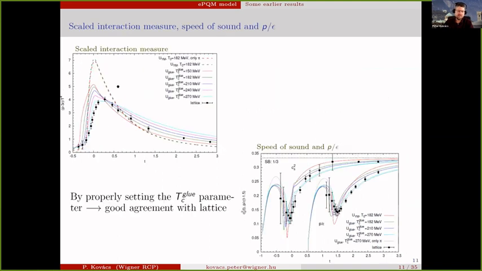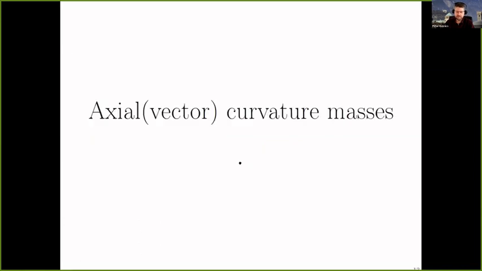Two other quantities: the interaction measure, which is the energy density minus 3 times the pressure, divided by the temperature to the power of 4. And we can see again that compared to the lattice result we are in very good agreement. The speed of sound and the pressure over the energy density. This is artificially shifted because this would be all on top of each other. So that's why it's only shifted. But the important thing is that we are in very good agreement with the lattice result if we choose a proper parameter.